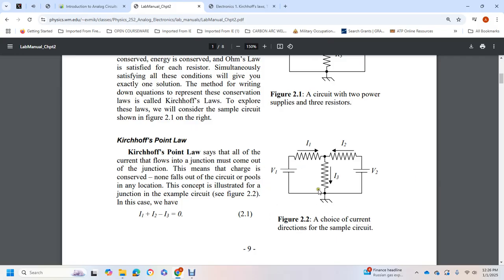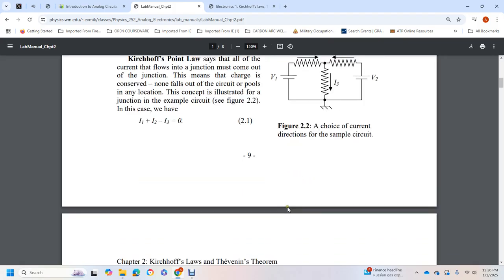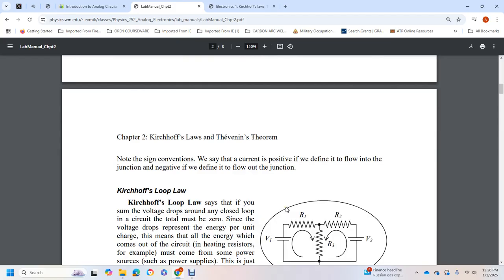There are voltage sources 1 and 2, and the ammeters also look like resistors sometimes, and there are 2 of those going into the ground. Note the sign convention: current flowing into the junction is defined as positive, and current flowing out of the junction is defined as negative.